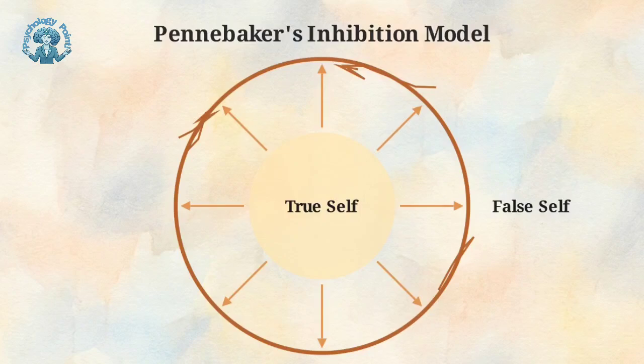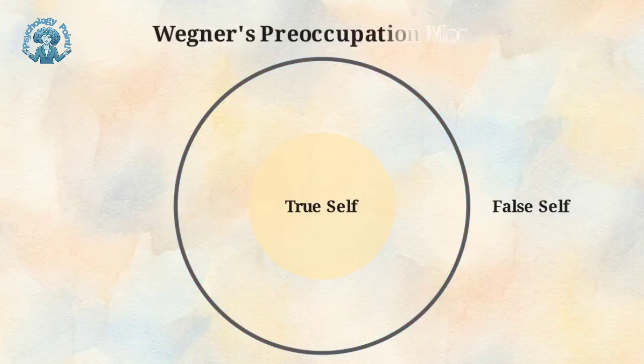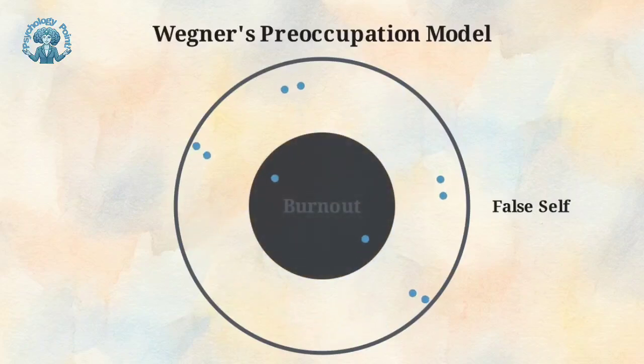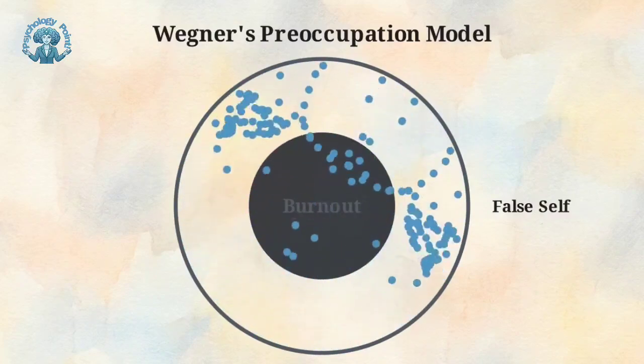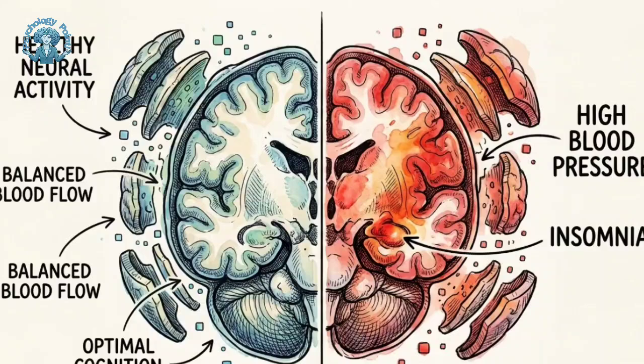The physiological toll is compounded by a severe cognitive cost, Wegner's preoccupation model. Maintaining the false self requires deliberate thought suppression. This triggers an ironic rebound effect, creating a relentless internal feedback loop. Intrusive thoughts multiply, rapidly consuming self-regulatory resources and exhausting cognitive bandwidth. The psychological facade acts as a parasitic system. It actively degrades both the physiological and cognitive health of the host in exchange for social compliance.